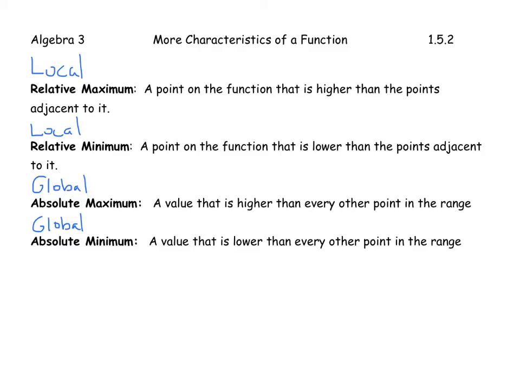A relative maximum is a point on a function that is higher than the points adjacent to it. A relative minimum is a point on the function that is lower than the points adjacent to it. A global maximum is a point that is higher than any other point in the range. An absolute maximum can be an end point for the function, or it can be somewhere in the middle. An absolute minimum is the value that is lower than every other point in the range. And again, that can be an end point for the function or a value in the middle.